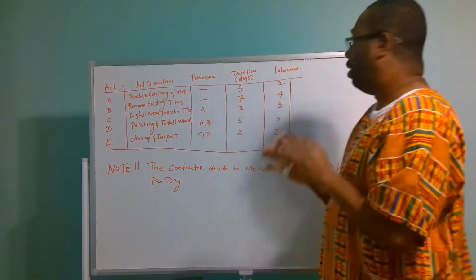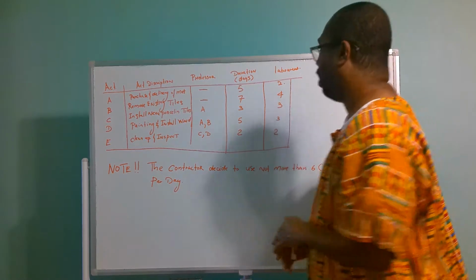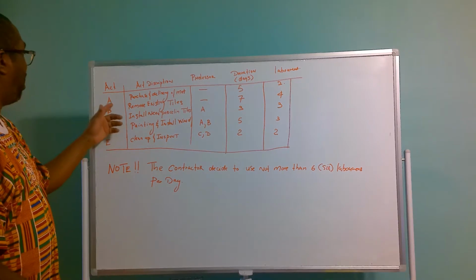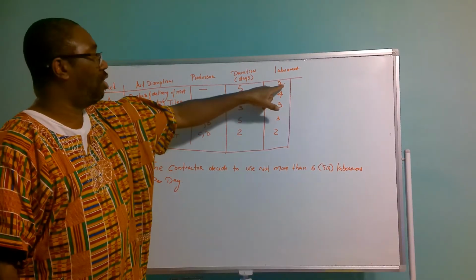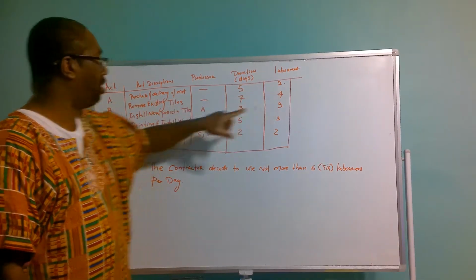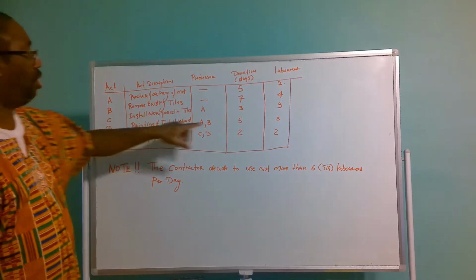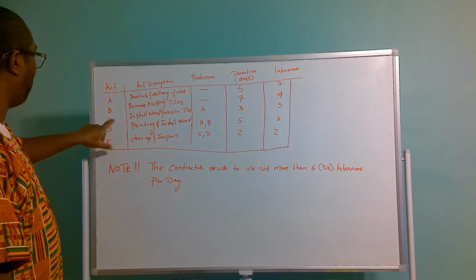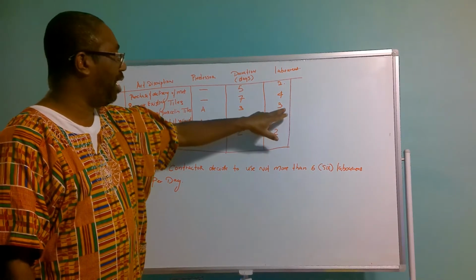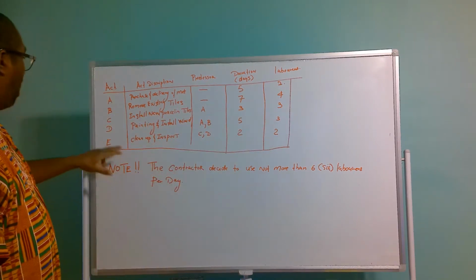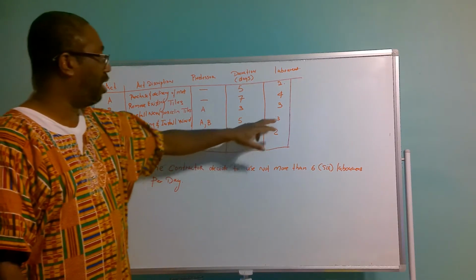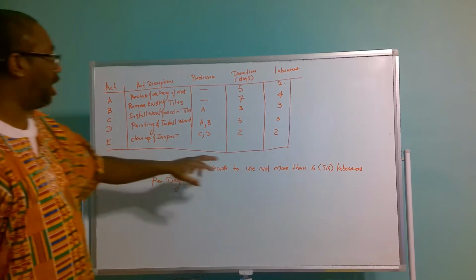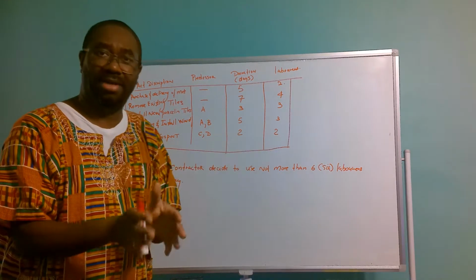Okay? In furtherance to that, you can look at your labor. Now, for activity A, you're going to allocate 2 laborers to complete that task. Activity B, you're going to allocate 4 laborers. Activity C, you're going to allocate 3 laborers. Activity D, you're going to allocate 3 laborers. And activity E, you're going to allocate 2 laborers to complete that task.